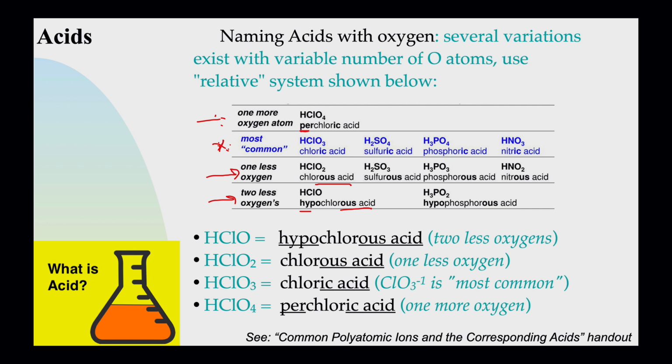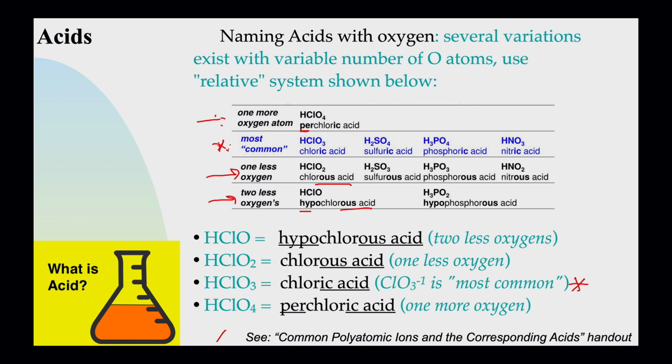Here's examples of the 4 hydrogen species. So again, you've got to know which one is the most common, or sometimes called the base ion. And for chlorine, it's ClO3. So if you add an H to it, an H plus, it becomes chloric acid. 1 more oxygen, perchloric acid. 1 less oxygen than the base would be chlorous acid, and 2 less would be hypochlorous acid.